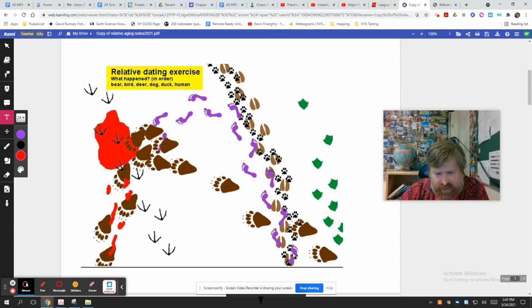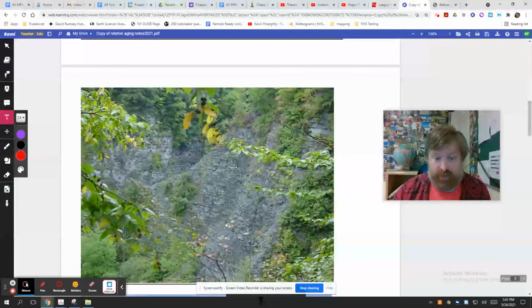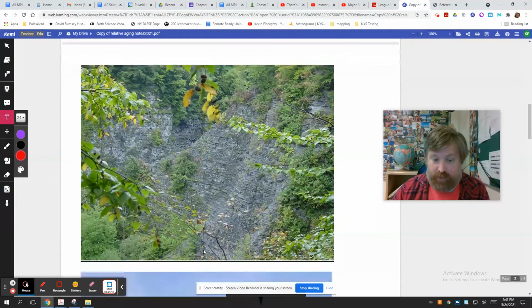And maybe the deer is the oldest? What do you think? These are the kind of things we're going to do, even if we don't get to a specific answer on this one. These are the kind of things that we're going to do when it comes to geologic cross sections. So when you step up, this is a very straightforward, simple one. You've got a whole bunch of sedimentary layers and really nothing else going on.